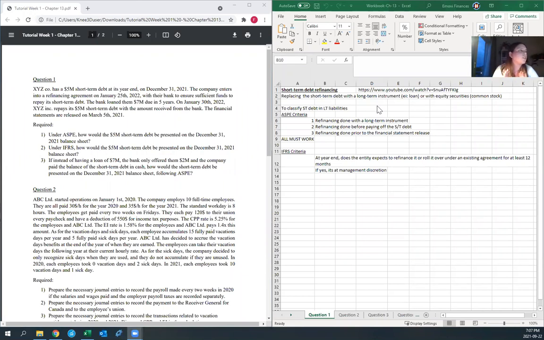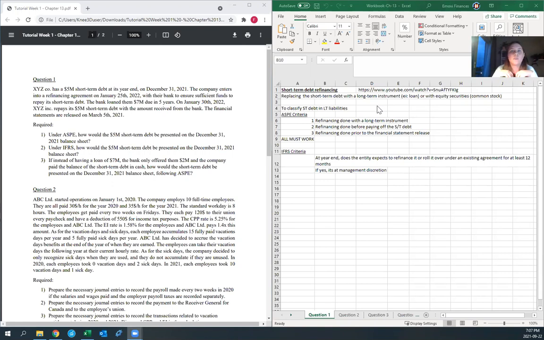So the first problem is on short-term debt refinancing. Basically, what it is is replacing the short-term debt with a long-term instrument, a loan, or equities like common stock. This really affects the current ratio most of the time. Investors or other people looking at the financial statement are going to look at this ratio and see, oh, you have 5 million that you need to pay in a year and you don't have the cash asset, what's going on? So that's one of the issues with it.